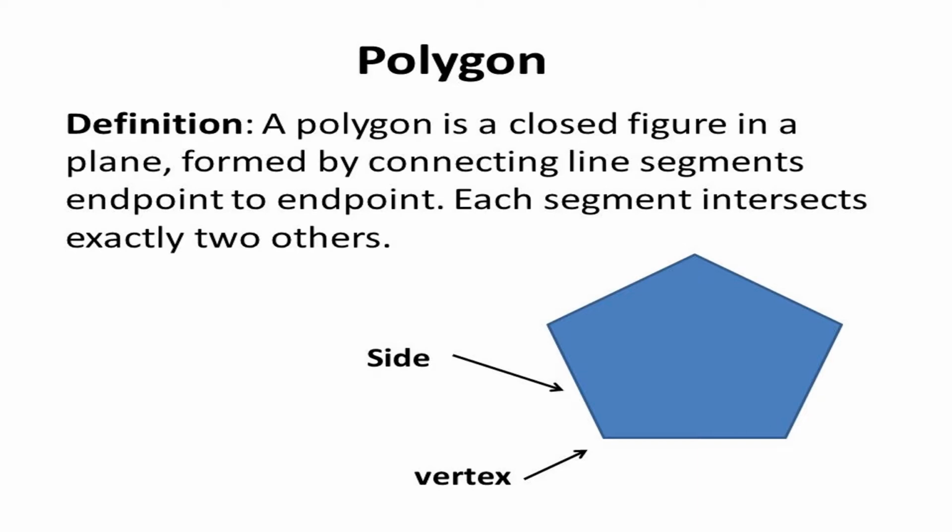See here, this is a side of the polygon. Where two sides connect at their edges, this is called a vertex. If all the sides of a polygon are equal in length, then it is called a regular polygon. If the sides are not equal in length, it is an irregular polygon.